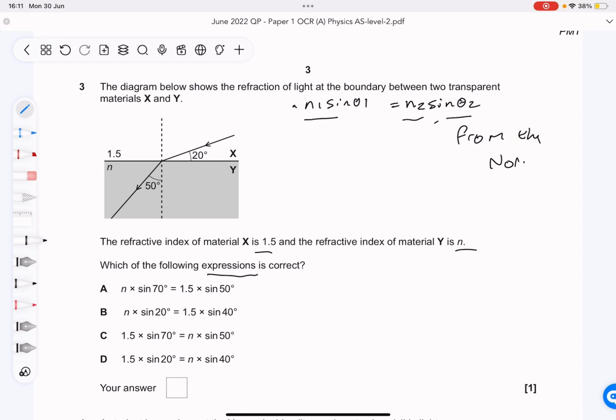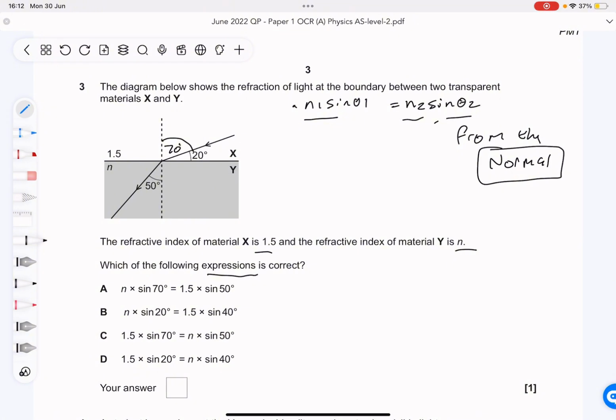That's really important. Because if I look at my diagram, this angle of 20 is not the angle of incidence. This angle is, and that's 70 degrees, because we've got 90 here, and 90 minus 20 gives me 70. Now, why is this angle the angle of incidence and this one not? Because this is the angle between the ray and the normal, whereas the 20 degree angle is the angle between the ray and the boundary. And that's not what we want. We want the angle between the ray and the normal.